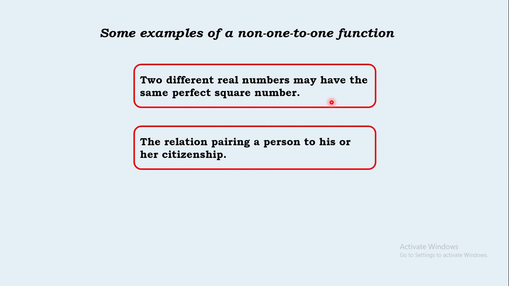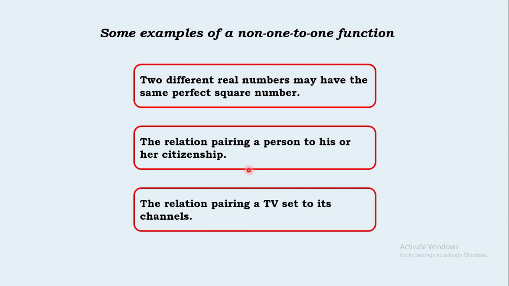Another example is the relation pairing a person to his or her citizenship. This is not a one-to-one function because a person can have a dual citizenship. A person can be a Filipino and at the same time an American. So therefore, this is not a one-to-one function.